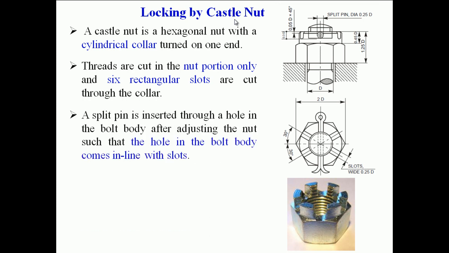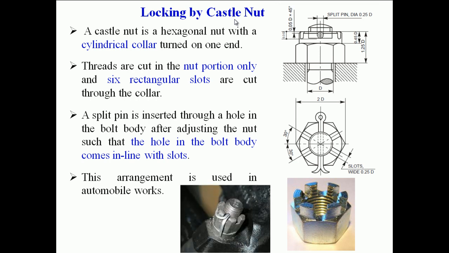A split pin is inserted through a hole in the bolt body after adjusting the nut such that the hole in the bolt body comes in line with the slots. This arrangement is used in automobile works. The photograph shows the arrangement which is used in the automobile industry. So this is the locking by castle nut.